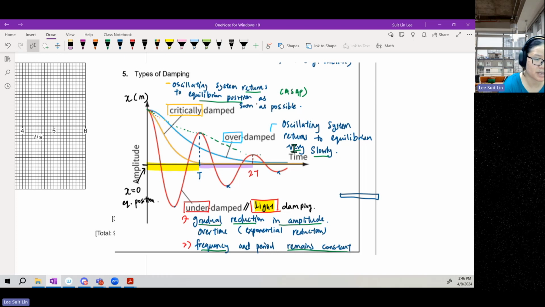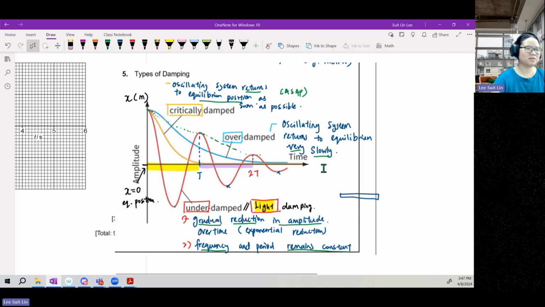Critical damping means I take away so much energy from the system that the system wants to go back to equilibrium position as soon as possible. Like that. It doesn't even have time to oscillate. Over damping is I don't even have energy to return to equilibrium position, so it returns to equilibrium position very slowly.